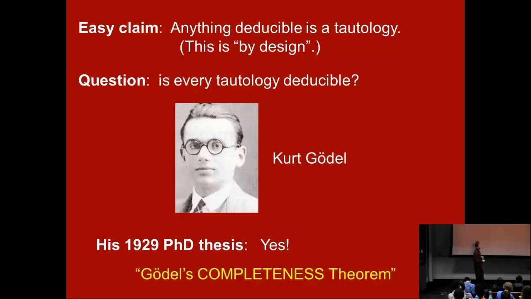So one thing about this idea that Frege and Hilbert had is that anything that's deducible in this first-order logic deductive calculus is a tautology. And it's kind of by design, right? They set up the whole system so that it would only make tautologies. But the other question is very interesting: is every tautology for a given vocabulary deducible? That would be great.